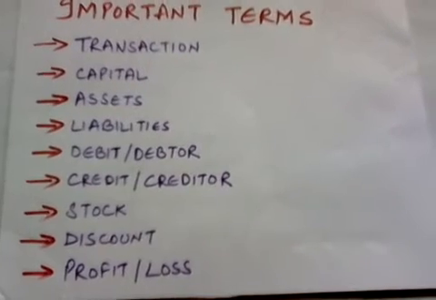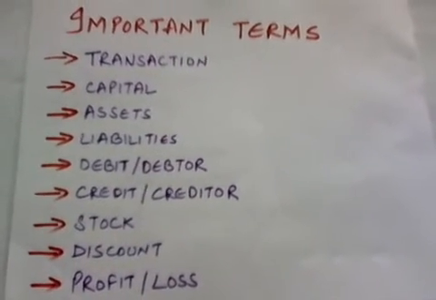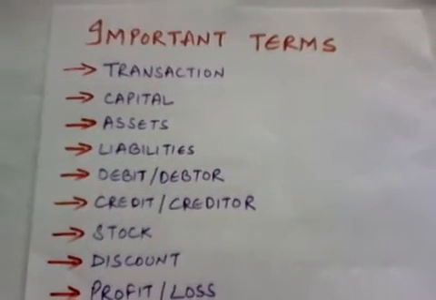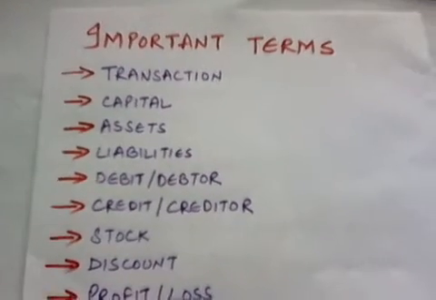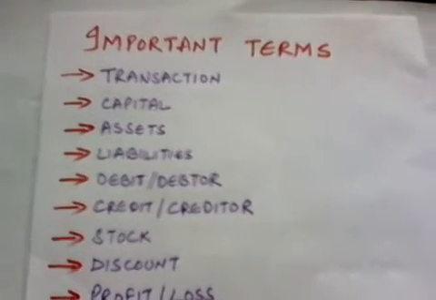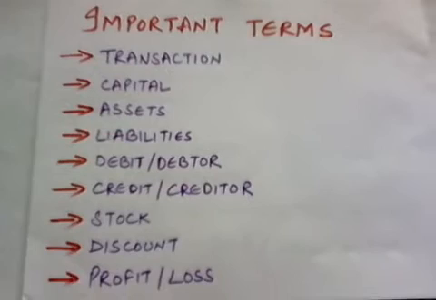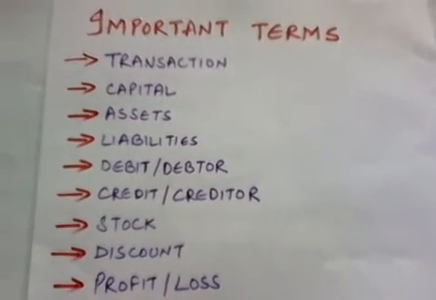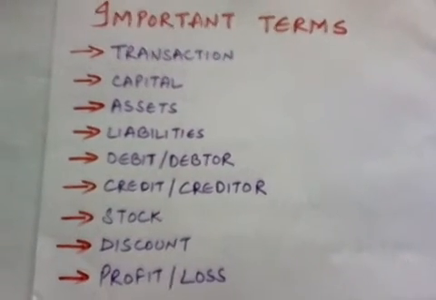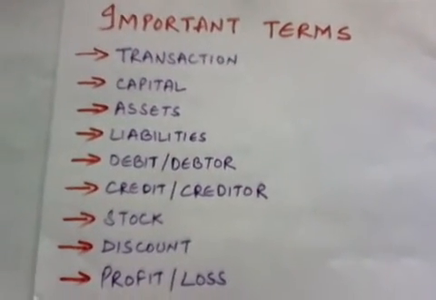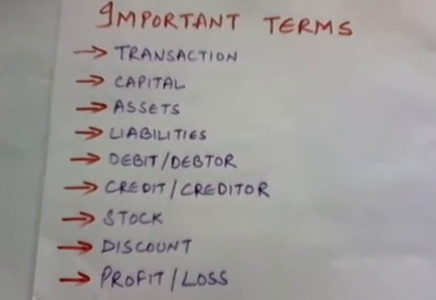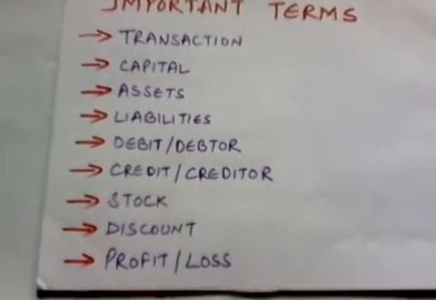Debit, debtor. Debit is the side where your transaction is being recorded. Debtor is a person who is liable to pay us, like a person from whom the company is liable to receive the money. Next is credit and creditor. Credit is a side in which the transaction is being recorded. Creditor is a person to whom the firm is liable to pay the money, right?